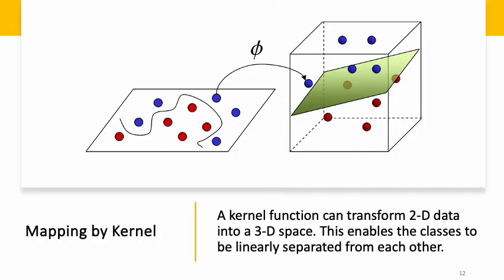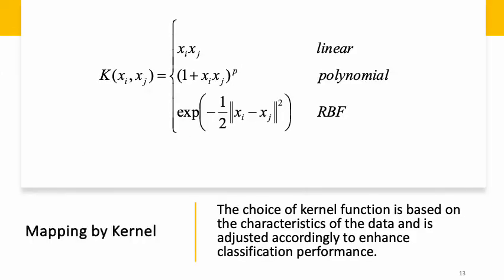For example, a suitable kernel function can transform two-dimensional data into a three-dimensional superspace. This new feature typically enables the classes in the data to be linearly separated from each other. As mentioned earlier, kernel functions used in SVMs enable the model to learn nonlinear boundaries. Various kernel functions have been identified through numerous studies, each designed to adapt to different types of datasets.